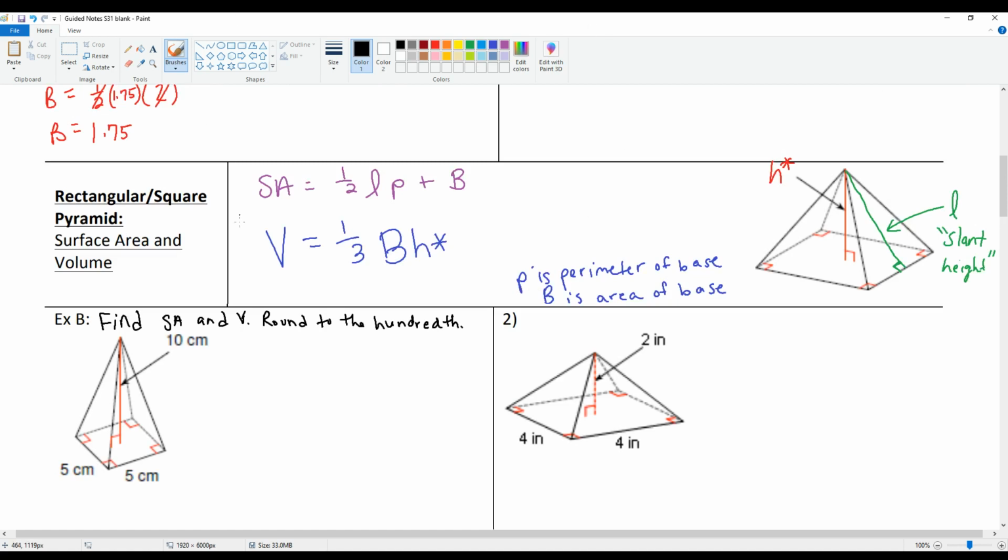The formula that I'm going to use looks like this. Surface area is equal to 1/2 slant height perimeter plus area of the base. I need to find each of these things. So surface area is equal to 1/2 slant height, the first variable I get to. It's not given in the problem, so I'm going to need to find this.